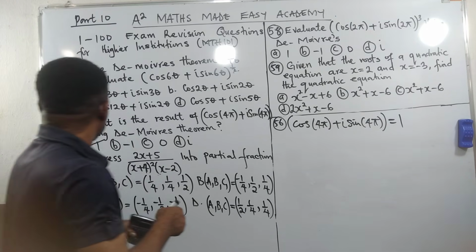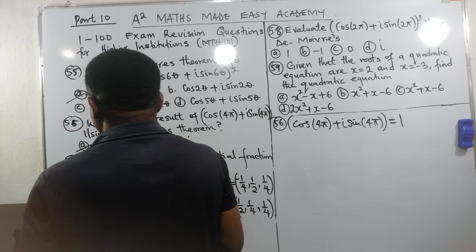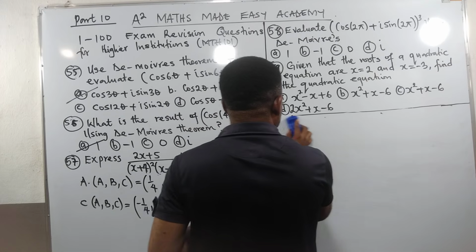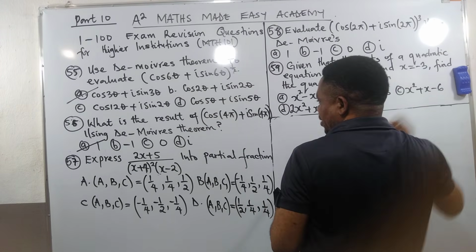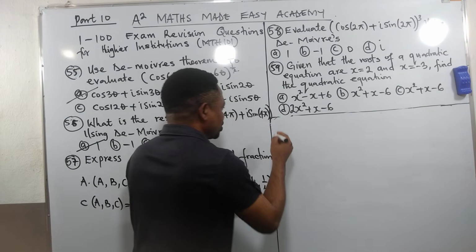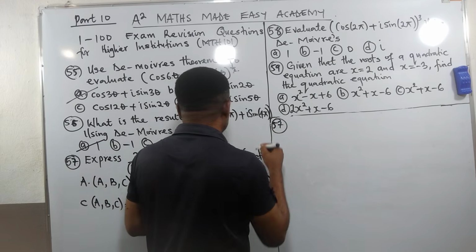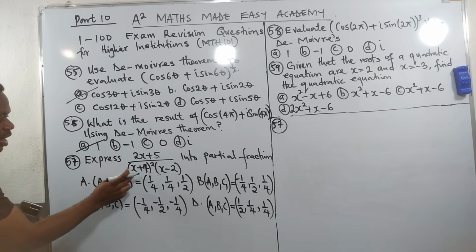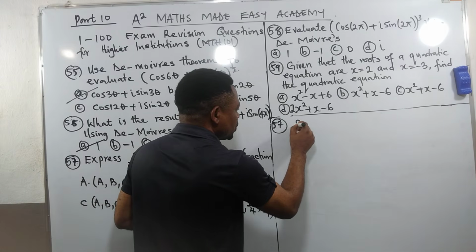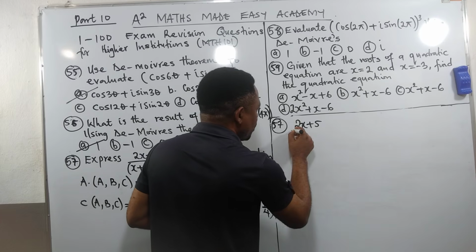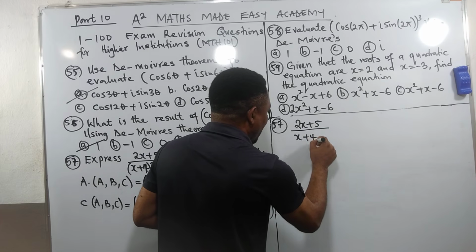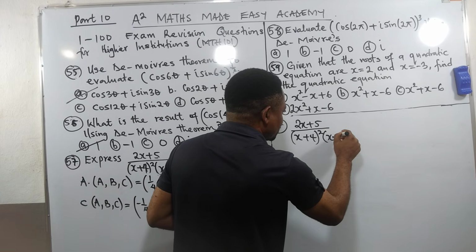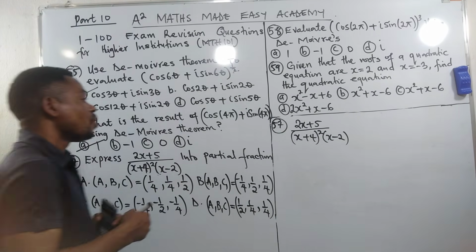Now question number 57. Are you with me? In question number 57, we call it partial fraction. Now look up. Express (2x + 5) over (x + 4) all squared, open bracket, x minus 2.